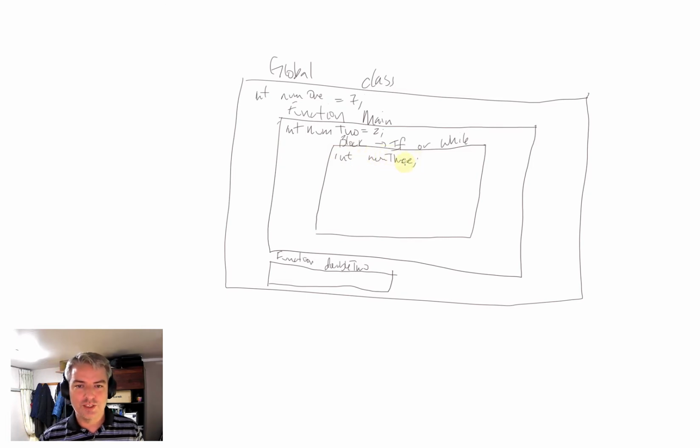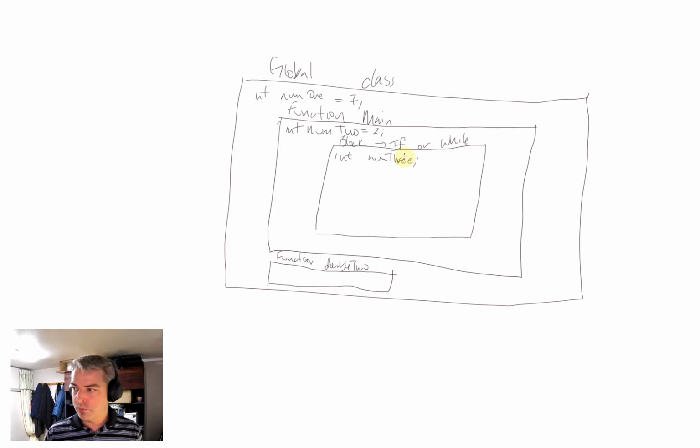Like int num3, oof, really bad handwriting. Int num3 in there, it's only going to be defined within that block, and you can't access it anywhere outside. You can see this might be really worthwhile. If we only have 3 or 4 variables, we could just define everything in the global class. But the problem with that is, if you get more and more variables, you don't want to define them across the entire class if they're only going to be used in one block.